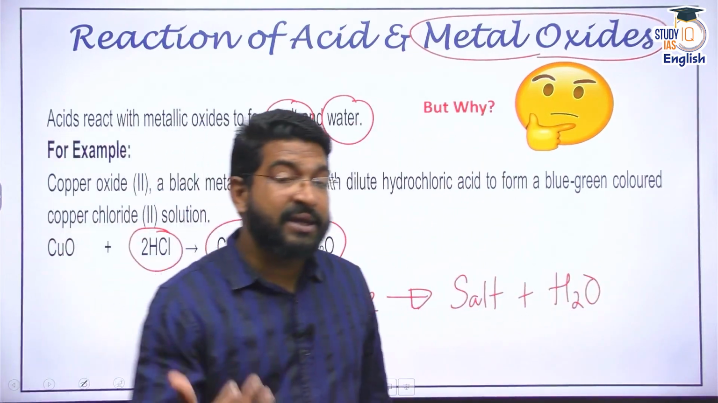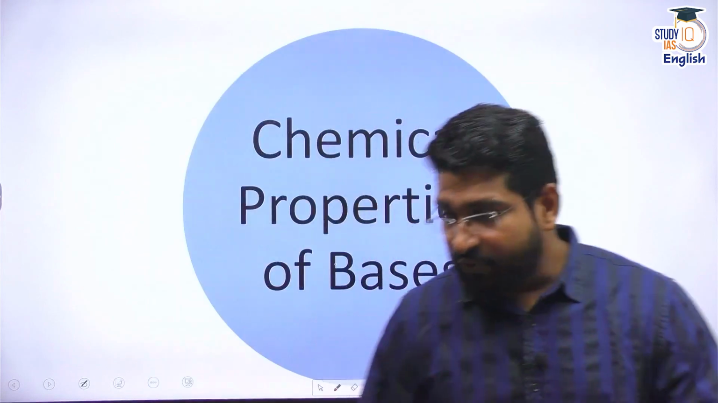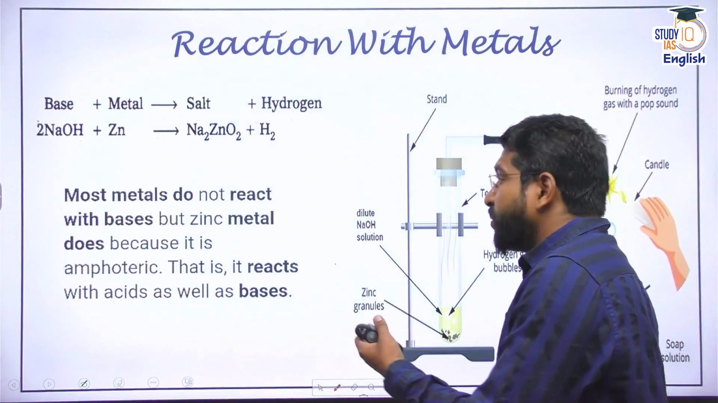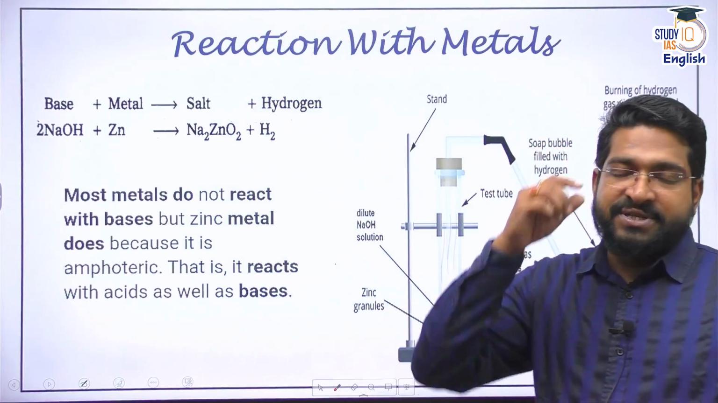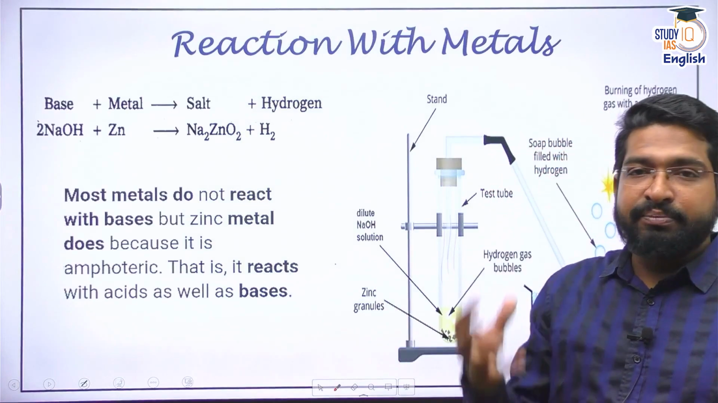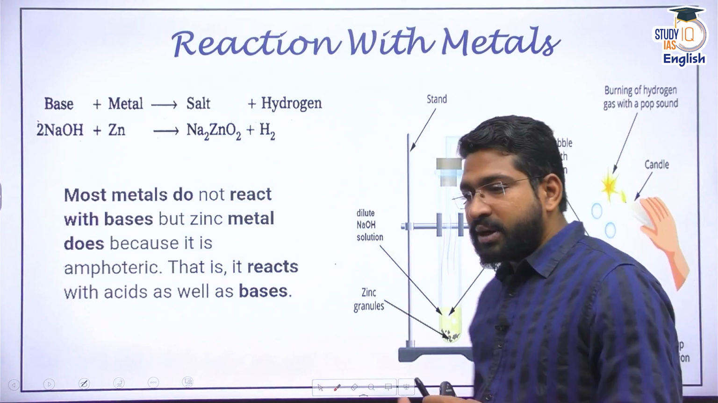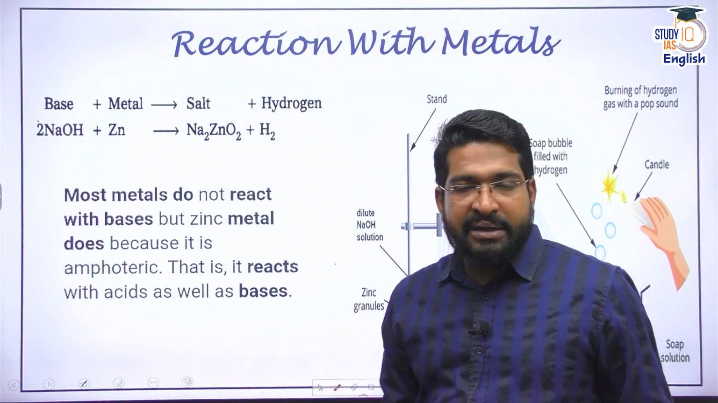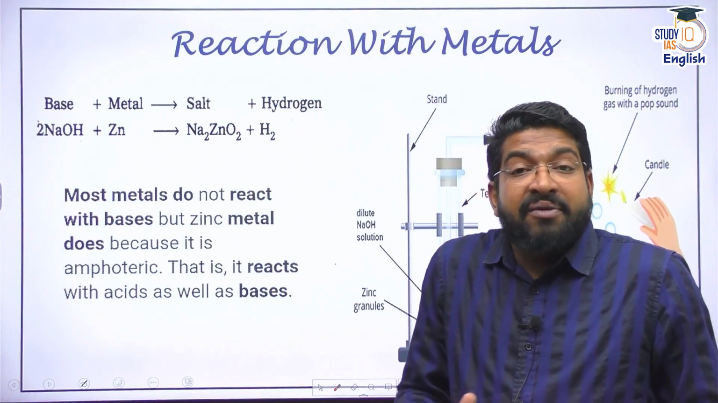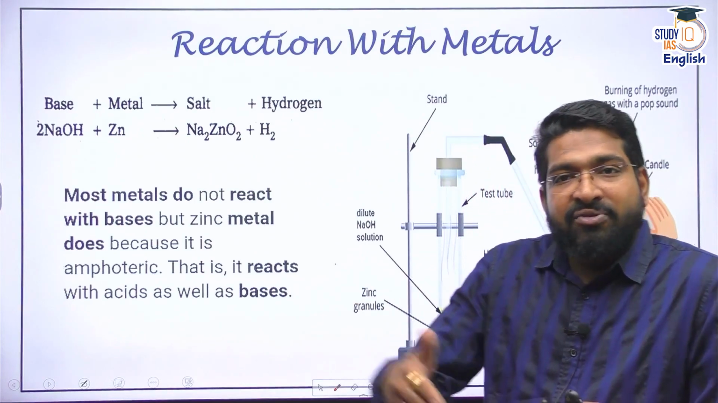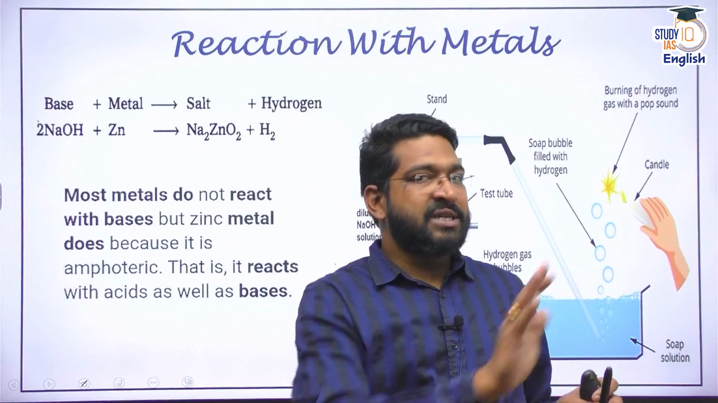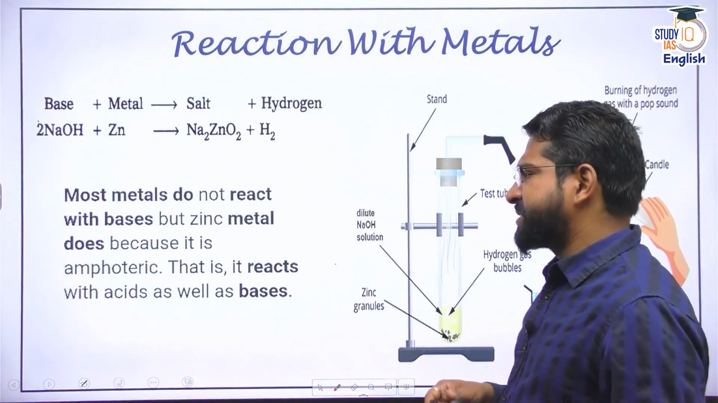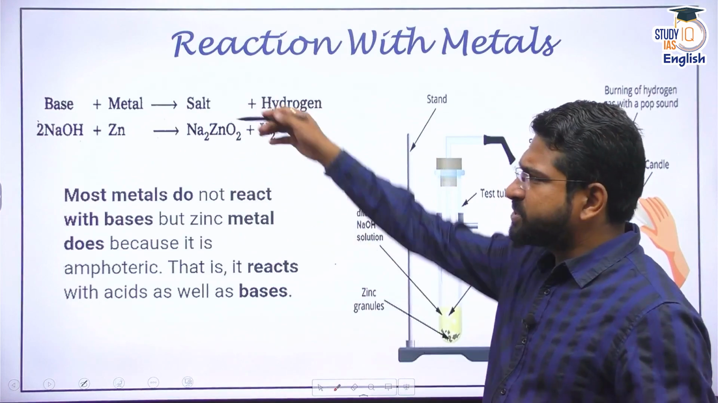All right. Now, this was the reaction of acids. Let's now move to the chemical properties of bases. How does a base react with a metal first? First of all, you need to remember bases seldom react with metals. But there are some metals like zinc. They are amphoteric, meaning zinc can react with acids as well as with bases. But in general, metals do not react much with bases. One of the exceptions is zinc.